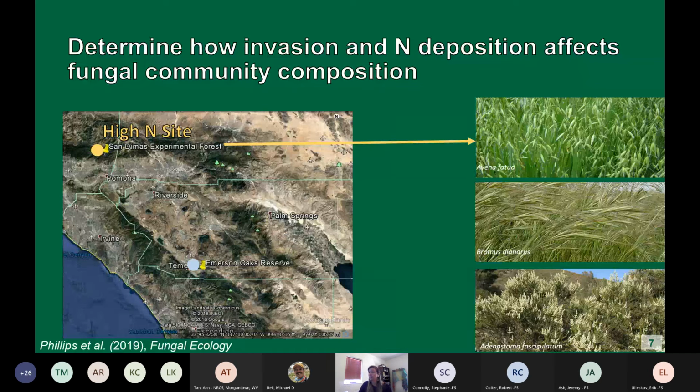It's a wild oat. And then I also focused on Bromus diandrus, ripgut brome, at a low nitrogen deposition site, Emerson Oaks Reserve, which is outside of Temecula, a little bit north of San Diego, and it receives about 6 kilograms of nitrogen per hectare per year, so much lower. And at both of these sites, I looked at this native chaparral shrub, Adenostoma fasciculatum. It's one of the most common chaparral shrubs.